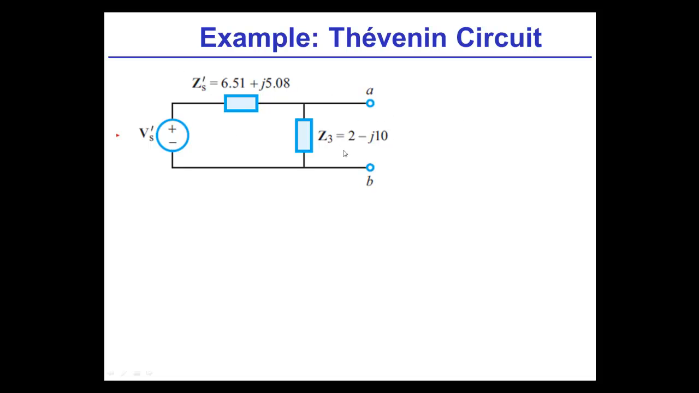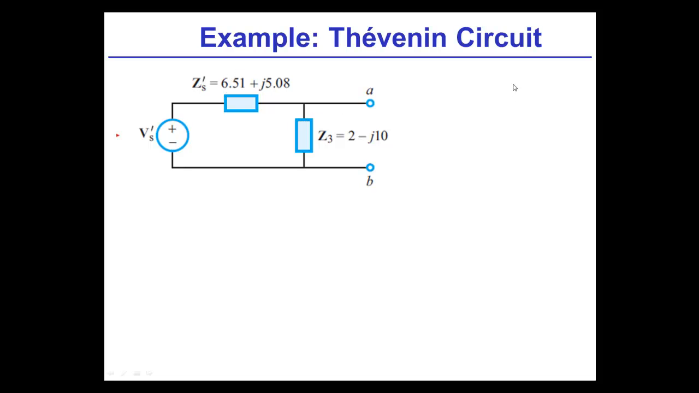Well, that's fairly easy. This is just a voltage divider, right? So I would just use the voltage divider formula to find the voltage between A and B. So let me see, without doing all the math, what you're saying is that the open circuit voltage will be Vs times 2 minus J10 divided by 8.51 minus whatever 10 minus 5.08 is. Yeah, which is 4.92. You're right. Okay, and that's just a voltage divider.